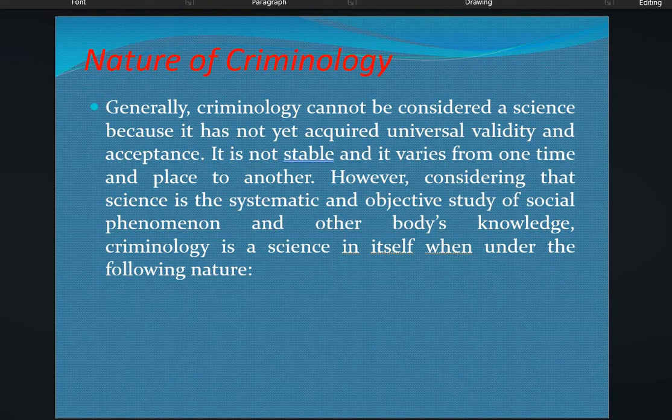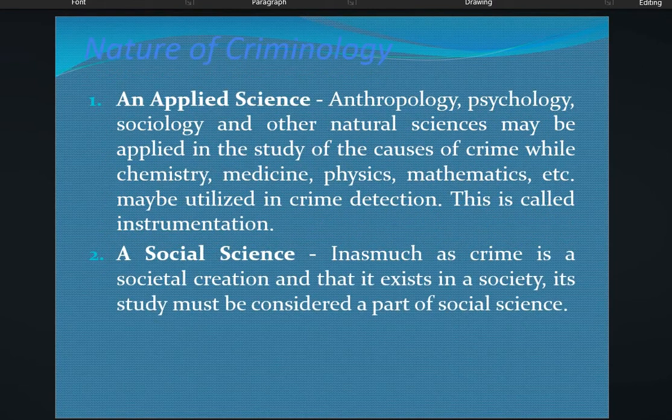Kailan lang siya nagiging science? Kasi sabi nga natin kanina, hindi siya pure science. Number 1, criminology ay nagiging science lang depending on the following. So, ito yung sinasabi natin. Number 1, kailan siya nagiging science? Criminology becomes a science if, number 1, applied science, meaning the anthropology, psychology, sociology, and other natural sciences may be applied in the study of the causes of crime, while chemistry, medicine, physics, mathematics, etc. may be utilized in crime detection.